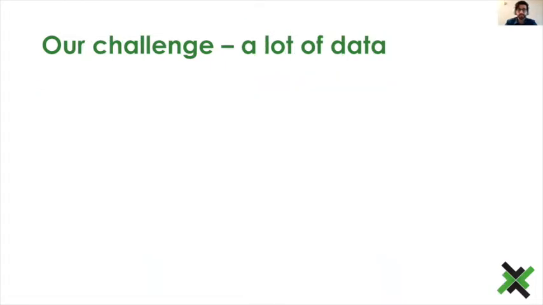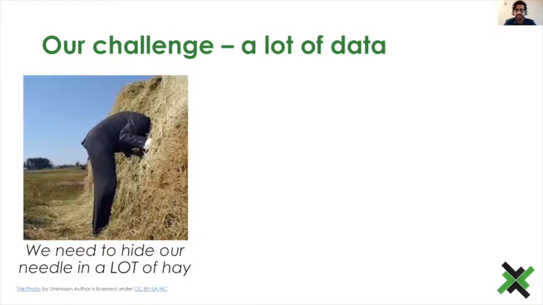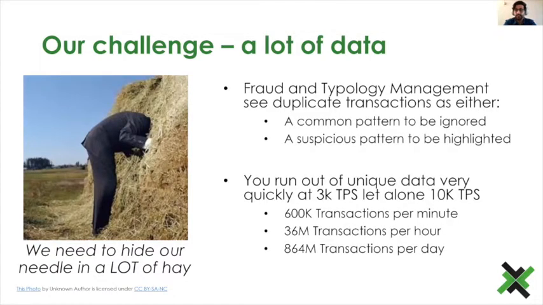So what was our challenge? We needed lots and lots of data. So 270 typologies, trying to hide our fraud in all of that data is a tricky problem for us, and the FCA sandbox has helped us to do that, especially because we need to run at 3,000 transactions a second and being able to scale and handle 10,000. So that almost ends up being 1 billion transactions a day.